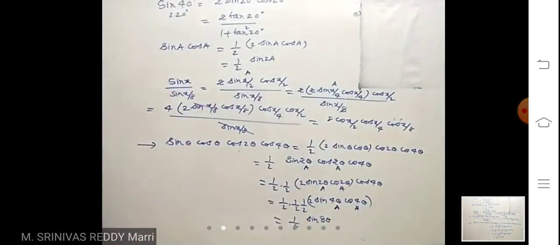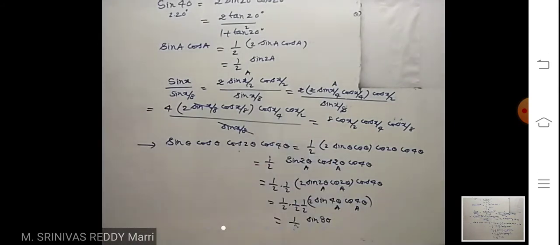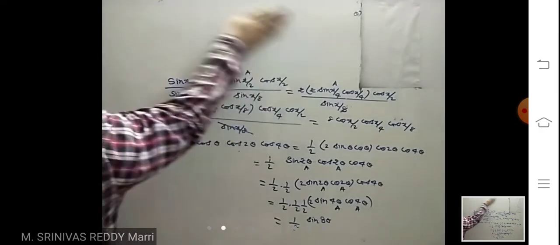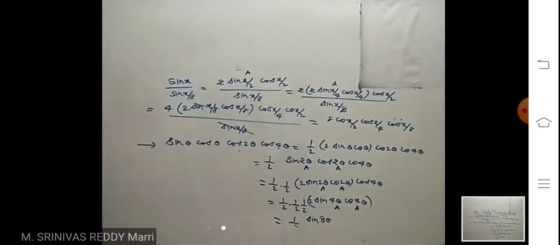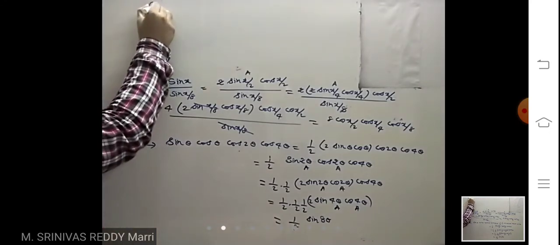Like that you can club. Whenever 2 sine cos is there, you can write sine 2A. And whenever sine A is there, you can write 2 sine A by 2 cos A by 2. Like that, you have to use the first rule of multiple angles. Next rule is cos.